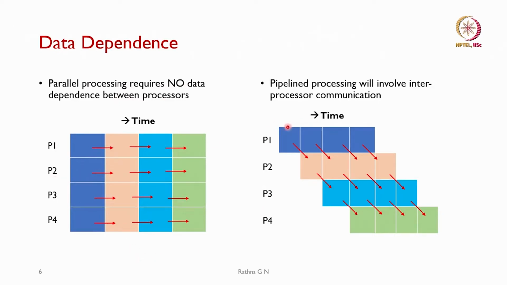Whereas in the case of pipeline, we said there is a data dependency between the 2 processors. So, P2 is waiting for data from P1, the same way P3 will wait for P2, and then P4 will be waiting for P3. So, this is how the data will flow if they are dependent; the flow is going to be in this fashion.